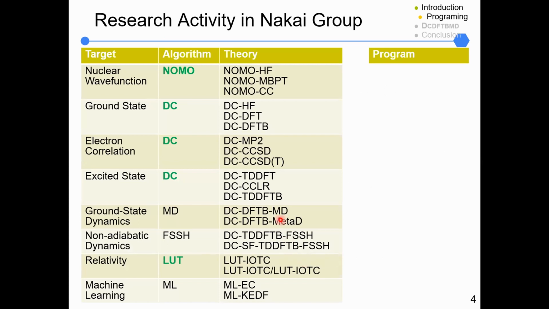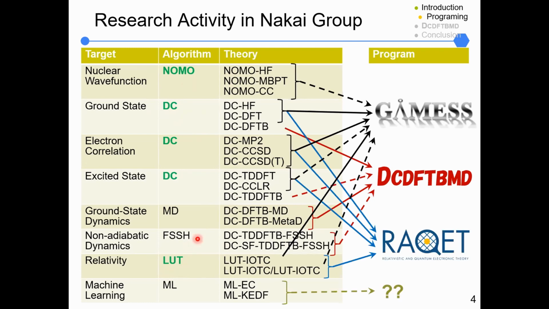So in my group, we have developed several types of theory and algorithms and programs. This table summarizes such activities. NO means nuclear orbital plus molecular orbital. It can calculate the nuclear and electronic wave function simultaneously. DC means divide and conquer, and it is a linear scaling method. And LUT means local unitary transformation. It is an efficient method to construct two-component relativistic Hamiltonians. So these theories are implemented in these programs.